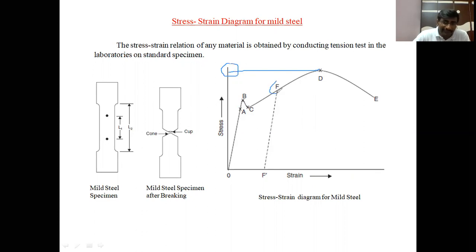Let us take a point F at which the load is removed from this material. The member does not regain its original shape up to O. It retains up to point F dash. That means this O to F dash is called the permanent deformation. That means beyond the point A, or beyond the elastic limit, the material acts as a plastic material. Okay, it shows plasticity, that means the material is plastic beyond the elastic limit.